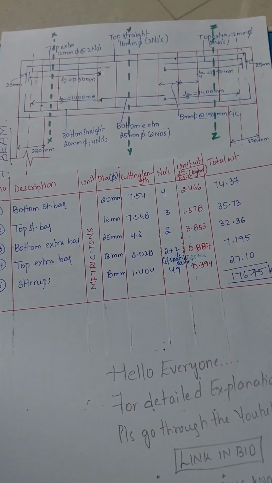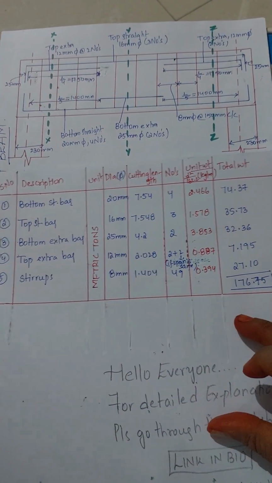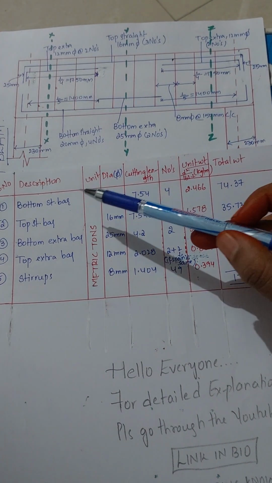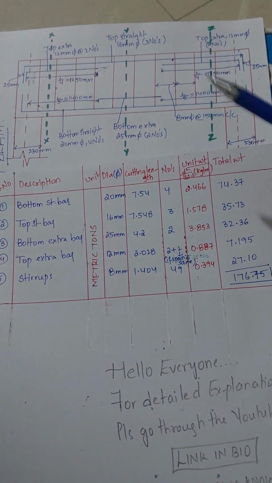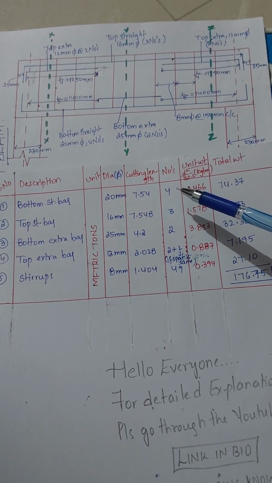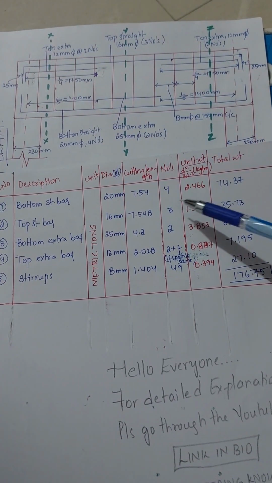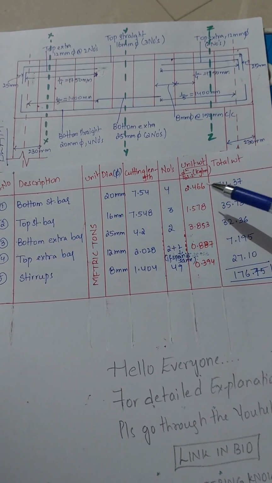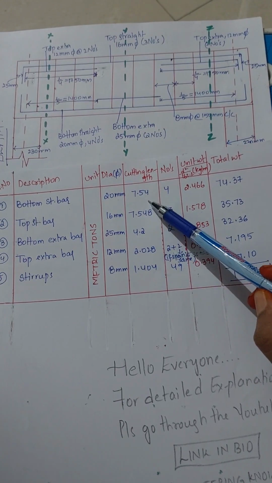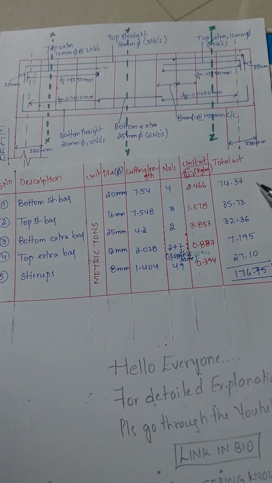Now from the diagram and from the cutting lengths we got, we will do the total calculation of how much weight of steel is required. Here for the bottom straight bar, we are using 20 mm dia, and we got the cutting length as 7.54, and we are providing 4 numbers. The unit weight of 20 mm dia is 2.466 kg per meter. So after calculating 7.54 into 4 into 2.466, we get 74.37 kg required.